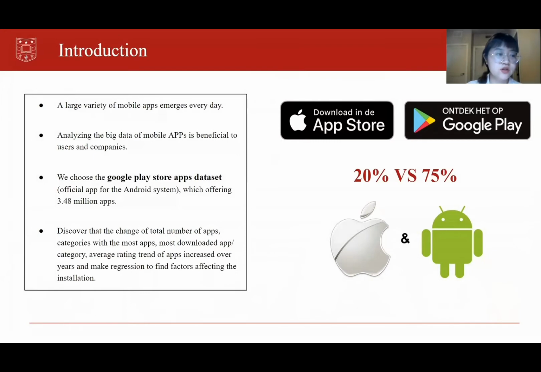So we choose the Google Play Store apps dataset, which is official apps for the Android system, because the Android global market share remains a leading position, which accounts for 75% of market shares. So finally, we discovered the change of total number of apps, categories with the most downloaded app category, and average rating trends of apps over years, and make regression to find factors affecting the in-store.